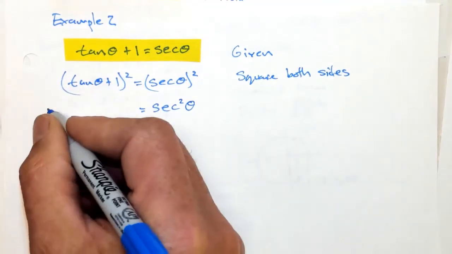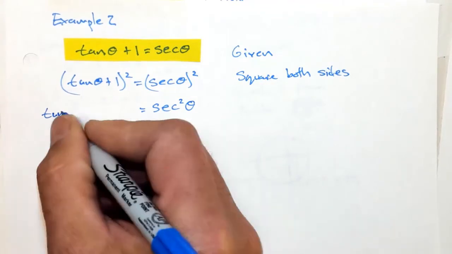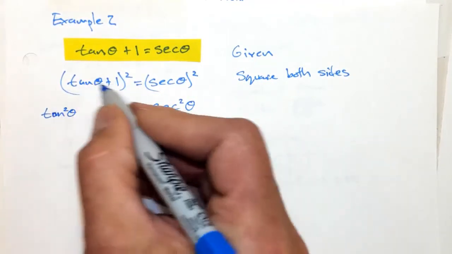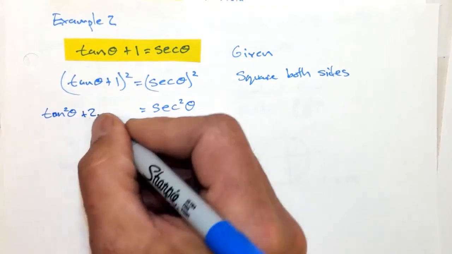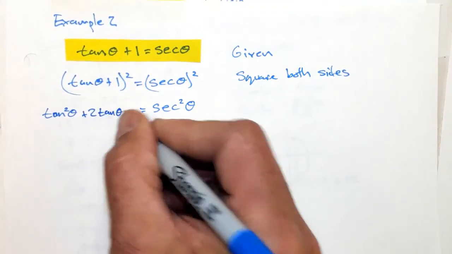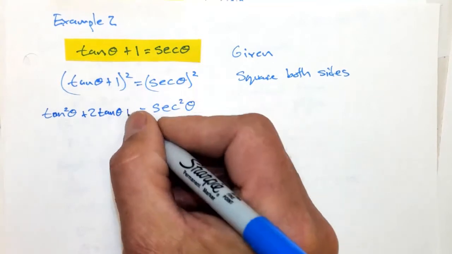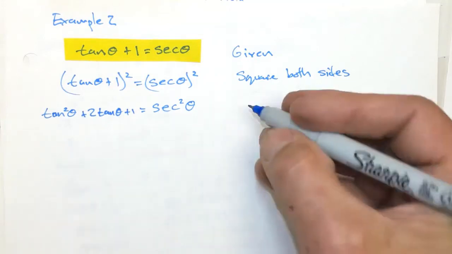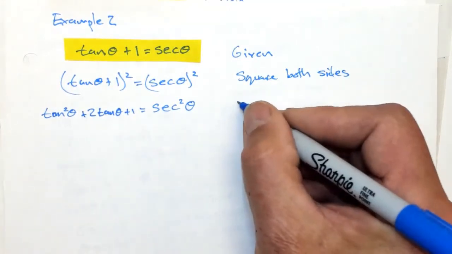Tangent times tangent gives me tangent squared. And then I have 2 of these tangents, plus 2 tangent theta. And then 1 times 1 is 1. So that's FOILing that out. A little harder to do without just x and y's, but that's where we're at. And now I'm going to substitute.